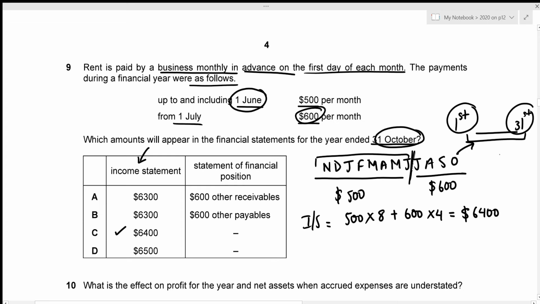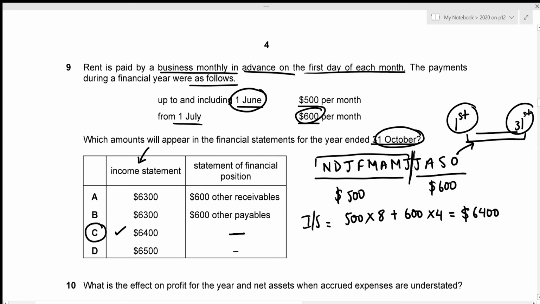Because the days have already passed, this rent is no longer advanced, but already earned. So there would be nothing to be recorded in the statement of financial position as there is no advance rent paid, right? Which means that the statement of financial position will record nothing, and this is given in option C. That will be our correct answer.